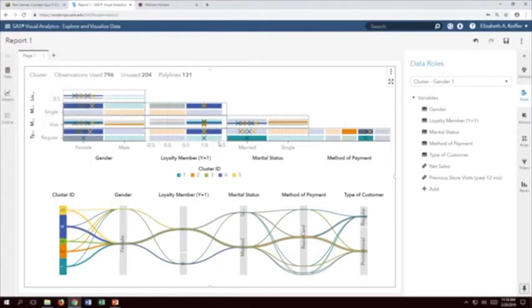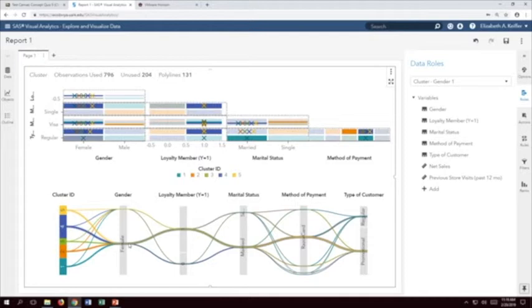Right, so if we come over to loyalty member, we have loyalty member yes and loyalty member no. They seem to all be clustered with loyalty member yes. We got married versus single. All seem to be in the married category here. Right, so we're not having a lot of diversity with these 5 clusters.